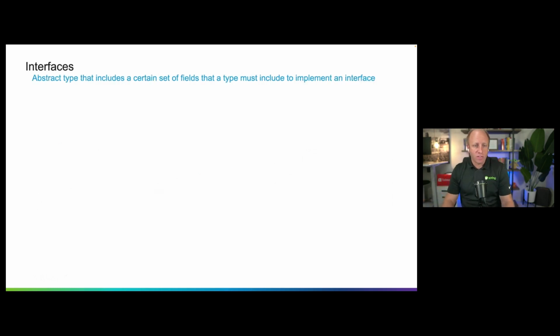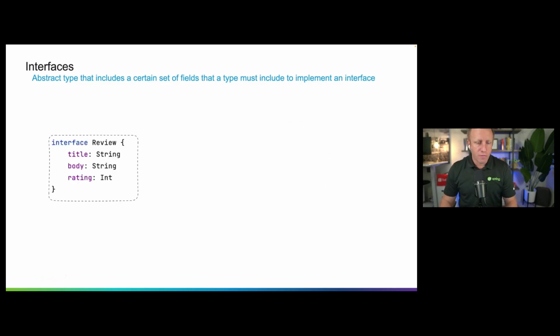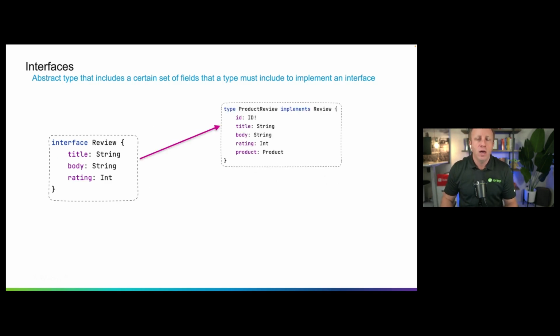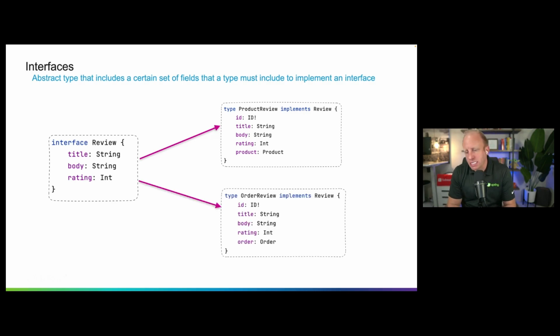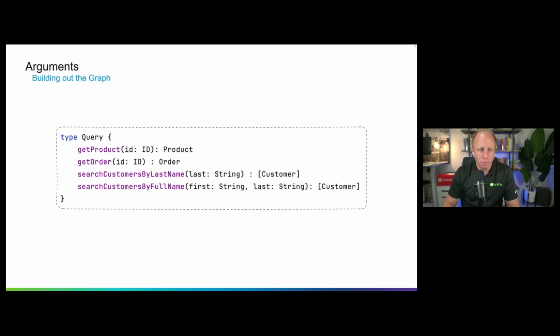We also have interfaces. We, as Java developers, should be a little familiar with interfaces. We have a review. This review has a title, body, and a rating. We may want to create a new type called a product review that implements review. If it implements review, it needs to have those three fields here: title, body, and rating. We can see that we're adding something like product that is special to a product review. And then the same with order review. It must have those fields if we implement review.